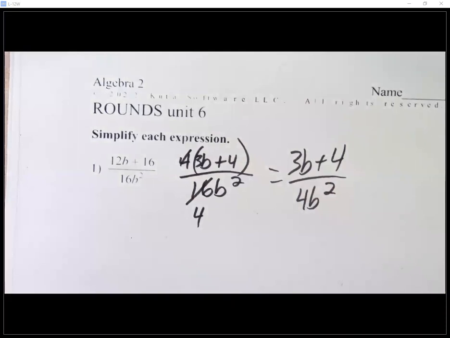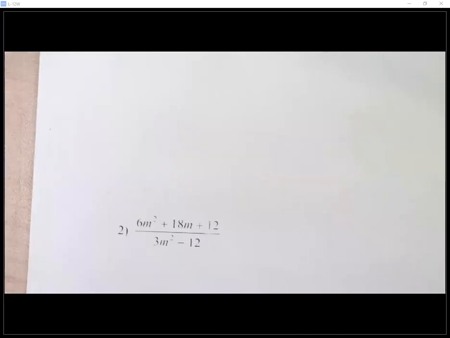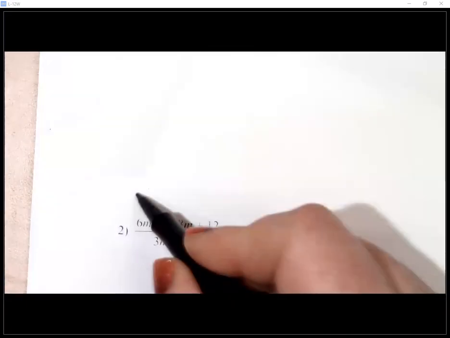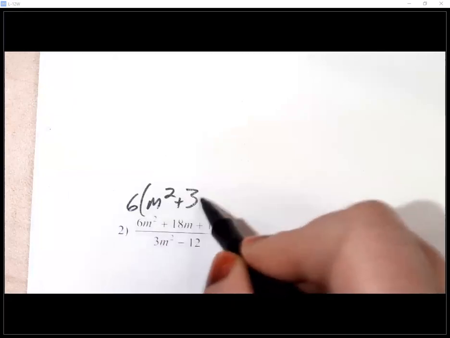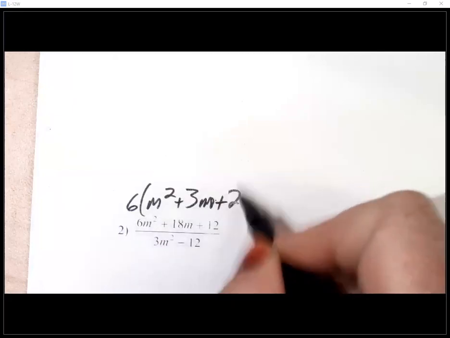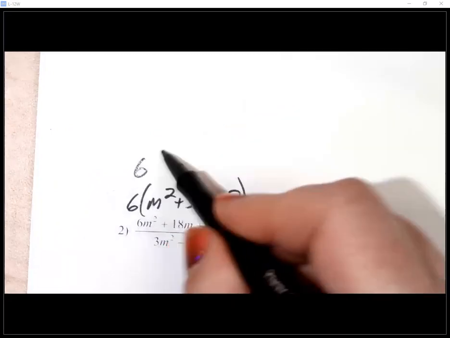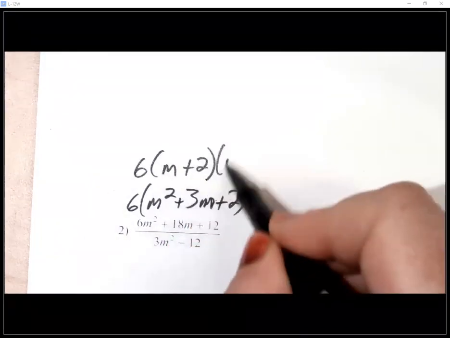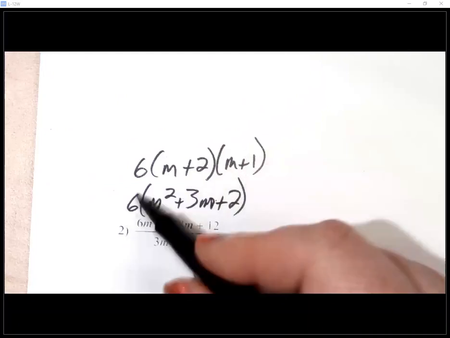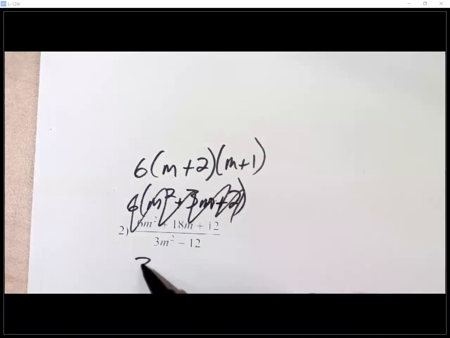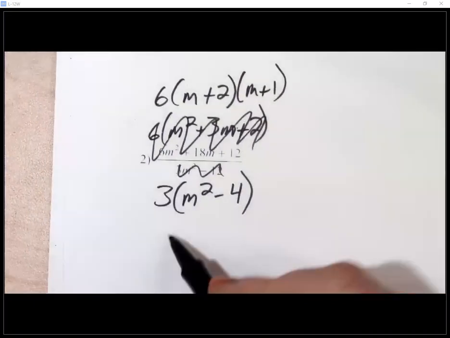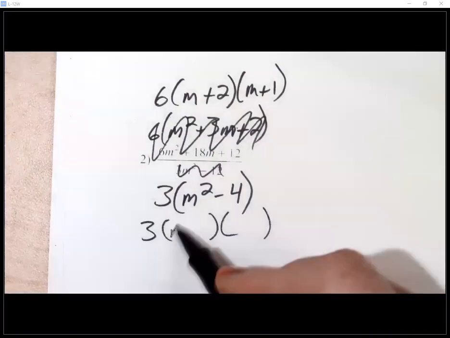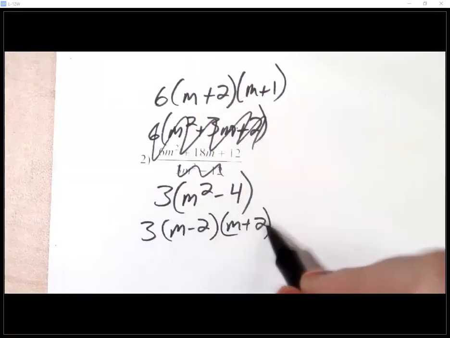All right, number 2. Oh, wow, another one. But in the numerator, I can take out a 6. I can factor that even further. That splits into m plus 2, m plus 1. That numerator is now fully factored. Downstairs, I can take out a 3, and then I'm left with m squared minus 4. But wait, doesn't that split again? Because that's the difference of 2 perfect squares. So that becomes m minus 2, m plus 2. Now everything is fully factored.